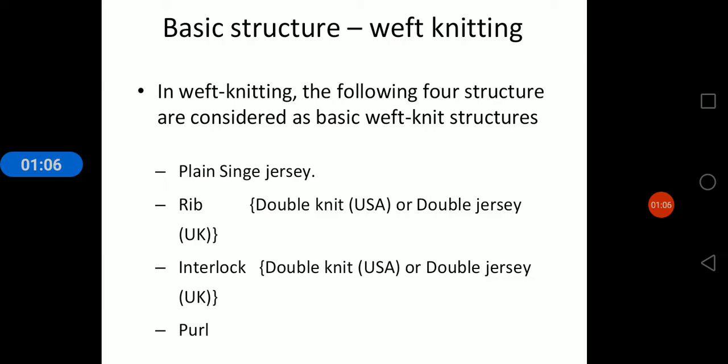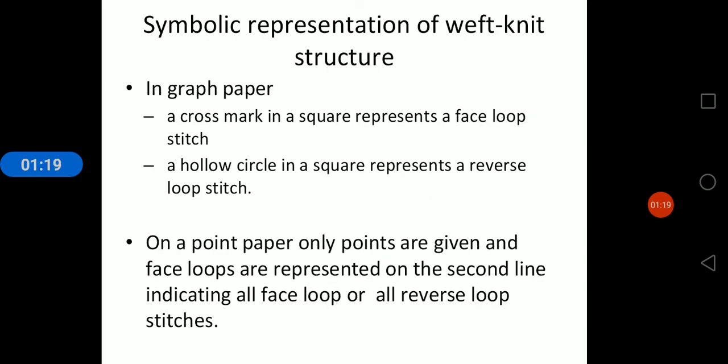In warp knitting and weft knitting only three types of needles are used: latch needles, compound needles and spring beard needles. Only these three needles are useful in knitting machines. And now the symbolic representation of weft knit structures. There are two types of representation of structures: symbolic and graphical.